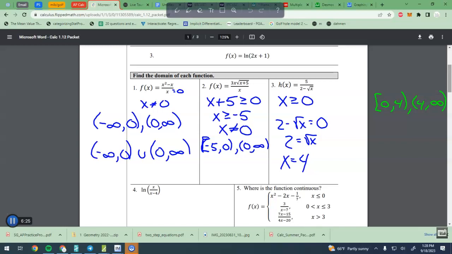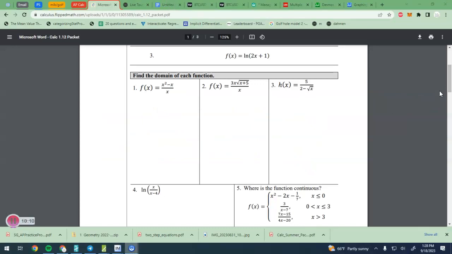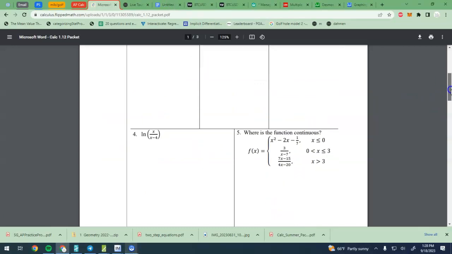How's that? Okay. Don't worry about 4. It's way more in the natural log issues than the actual calculus. Let's do 5.